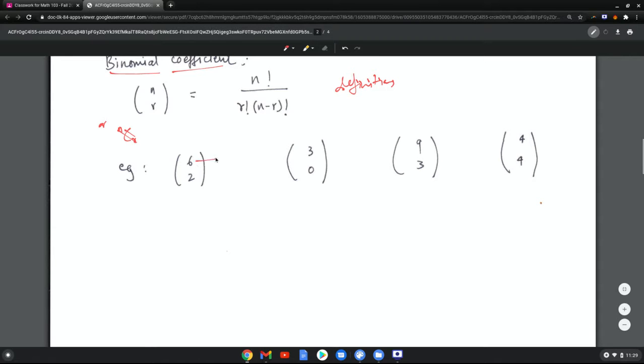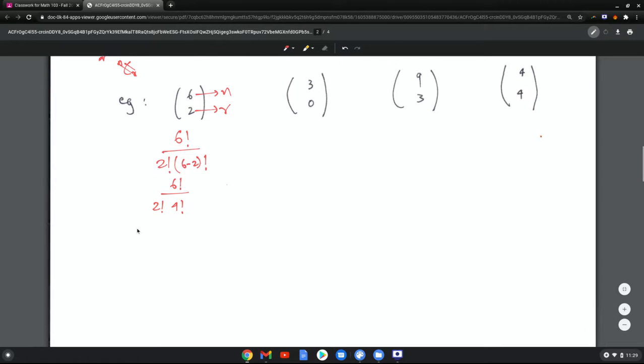So 6, 2. That's my n and that's my r. So I have 6 factorial over 2 factorial times (6 minus 2) factorial. That's 6 factorial over 2 factorial times 4 factorial. Now let's fill them out. What is 6 factorial? It's 6 times 5 times 4 times 3 times 2 times 1. 2 factorial is 2 times 1. 4 factorial is 4 times 3 times 2 times 1. All of this cancels out, and then 2 cancels out with 6 three times to give 15.